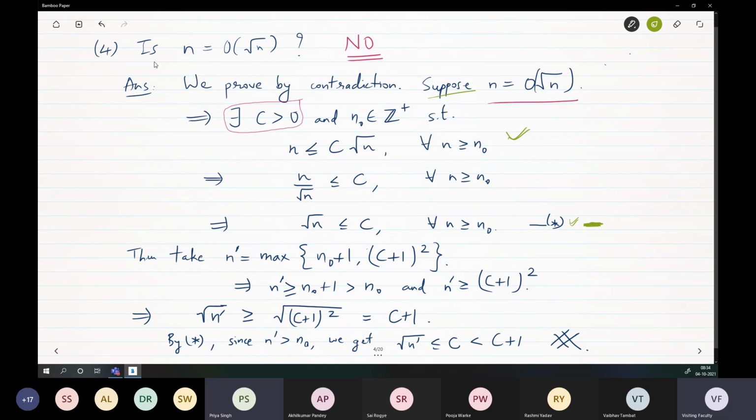Correct, right? C is a constant, right? C is a choice that we got right at the start. C is not changing. C is a constant. But square root n will go to infinity as n tends to infinity. So it's not possible that square root n is bounded above by c. This says that square root n is bounded. That cannot be true. Correct? So that's the contradiction, in fact.